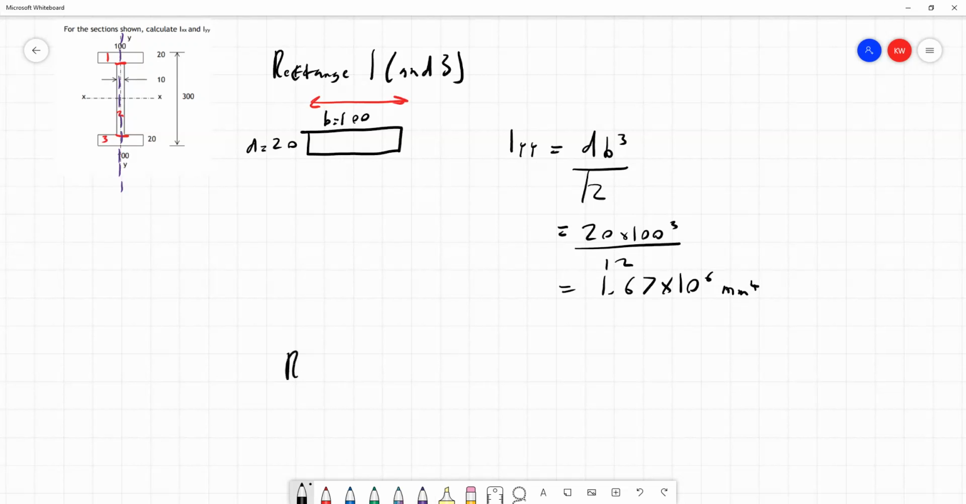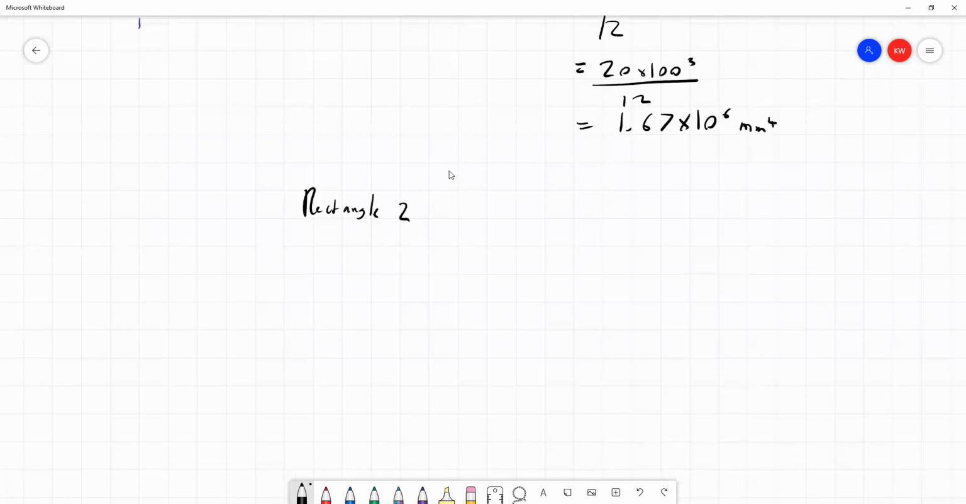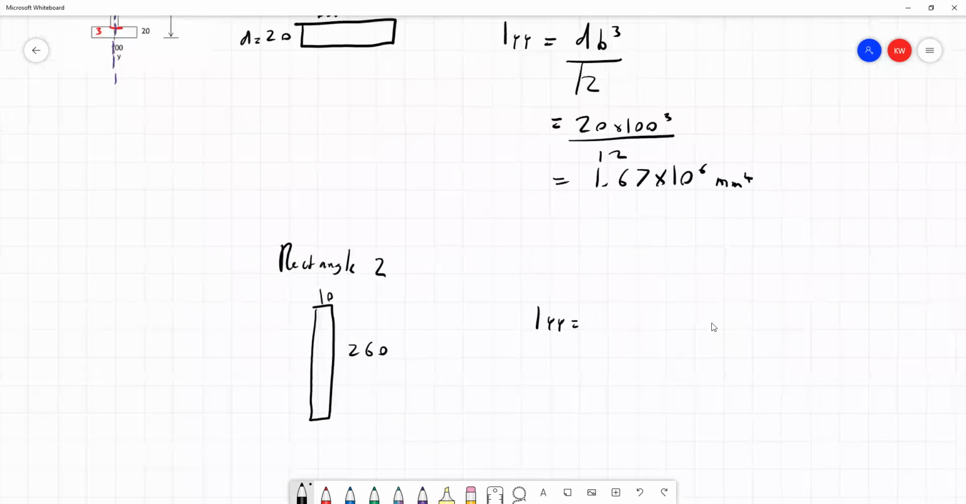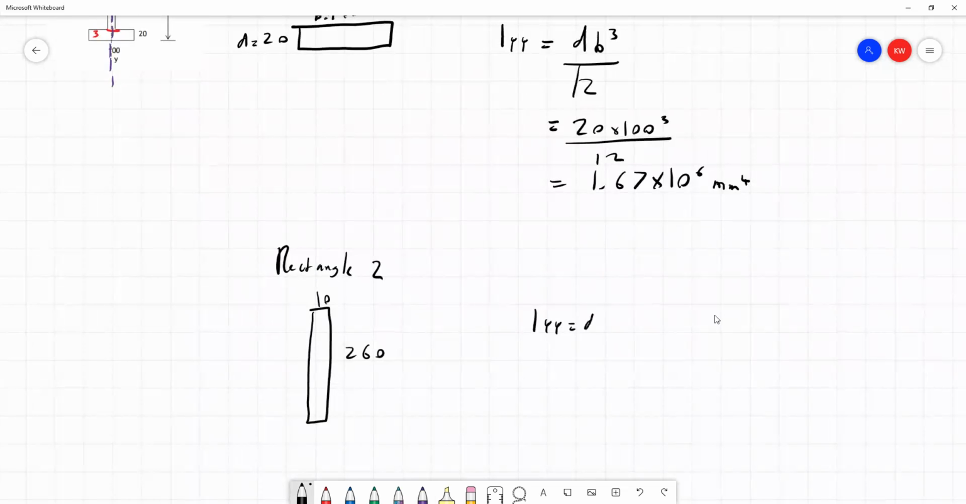So let's look at rectangle 2 now. We've already worked out the dimensions of rectangle 2 because we did that in the first part of this example, but I'll write it in again. The breadth of 10, a depth of 260, and again I'll use the formula for a rectangle for the second moment of area about the y-axis, and that's db cubed divided by 12. And so 260 times 10 cubed divided by 12.